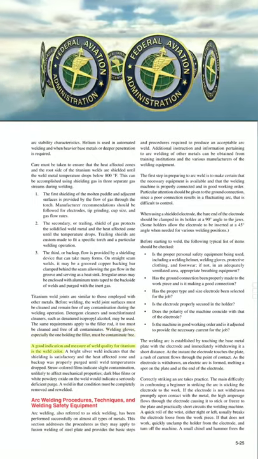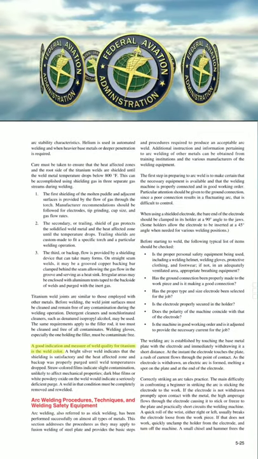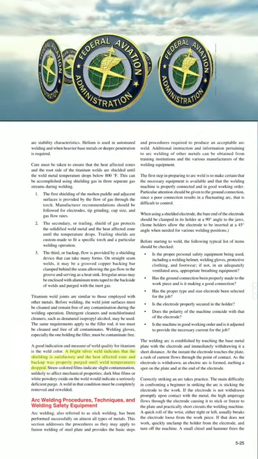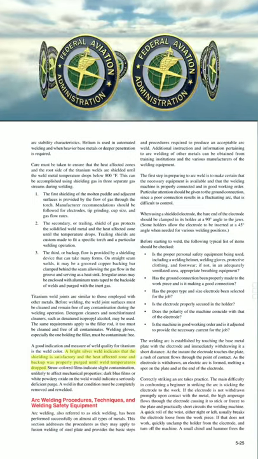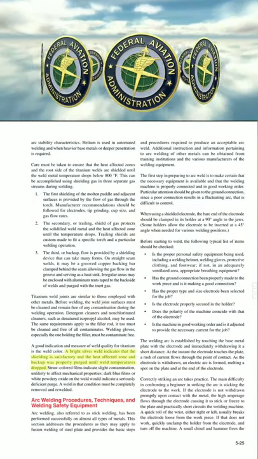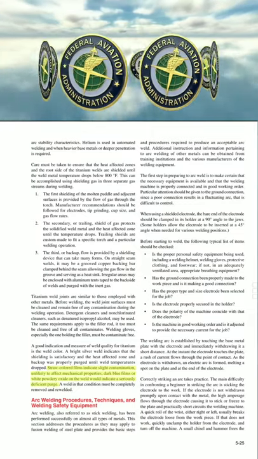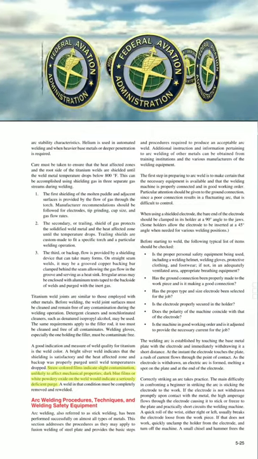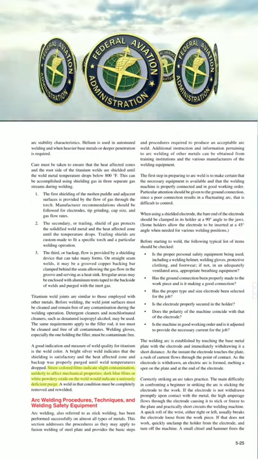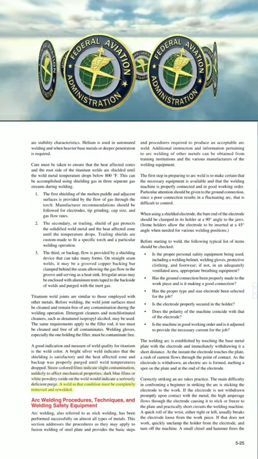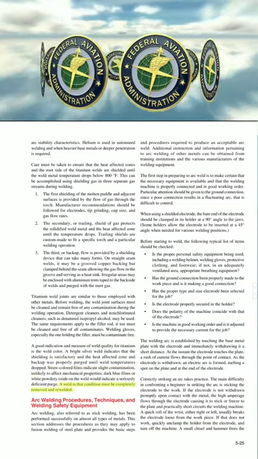A good indication and measure of weld quality for titanium is the weld color. A bright silver weld indicates that the shielding is satisfactory and the heat-affected zone and backup was properly purged until weld temperatures dropped. Straw-colored films indicate slight contamination, unlikely to affect mechanical properties. Dark blue films or white powdery oxide on the weld would indicate a seriously deficient purge. A weld in that condition must be completely removed and rewelded.